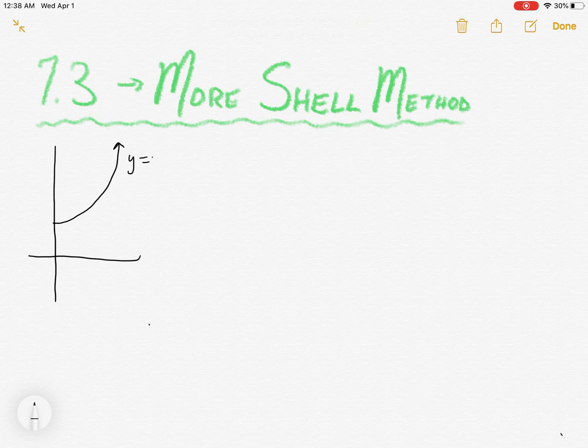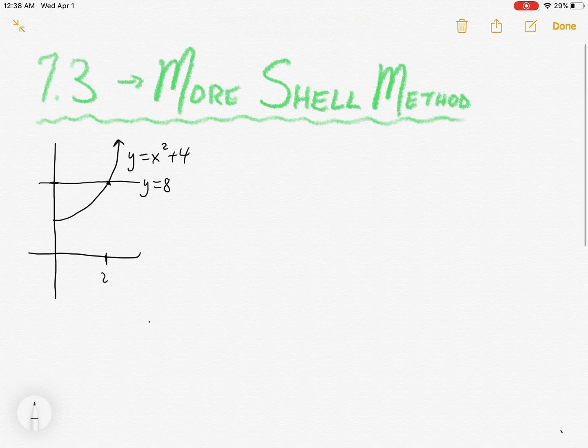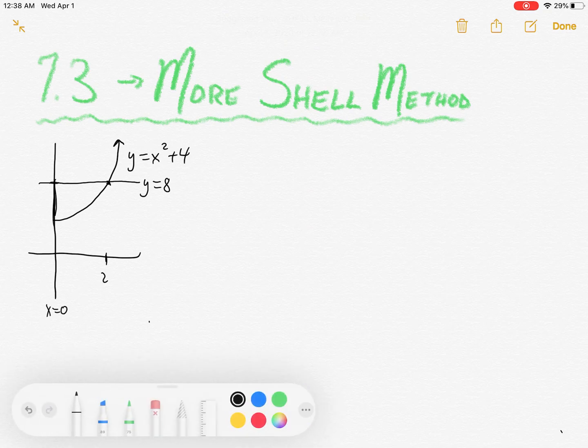And it's y equals, and I would expect you could do this one without a calculator or without the graph being given to you. Let's see, it's about there. And this is y equals 8. And you can figure this out yourself, but where they intersect is when x equals 2. It's also bounded by the x-axis and the y-axis, x equals 0.